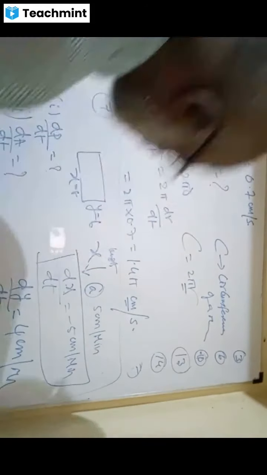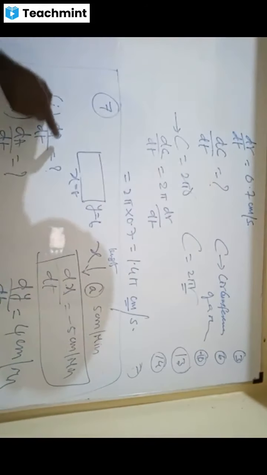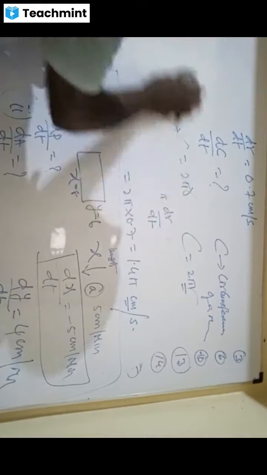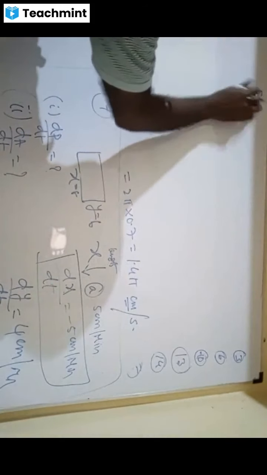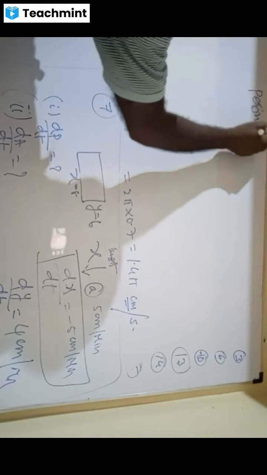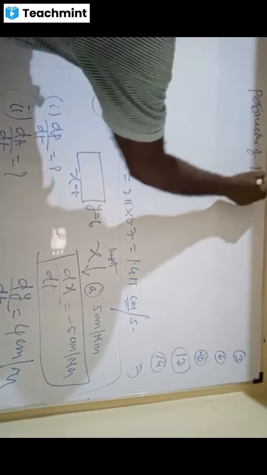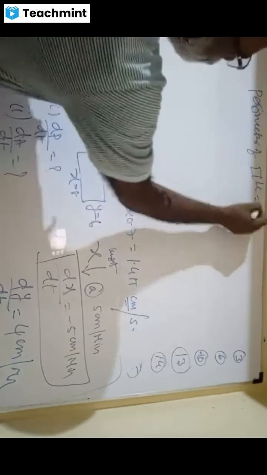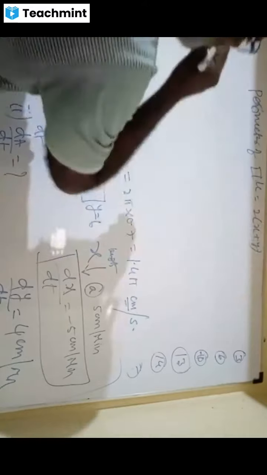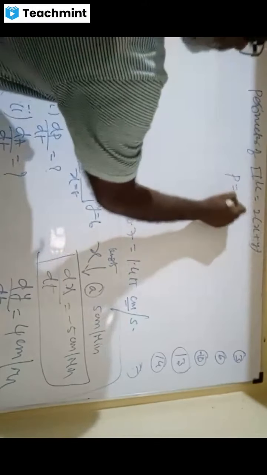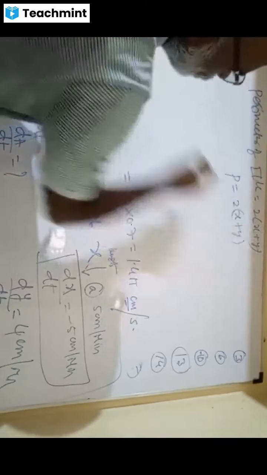Okay, friends. So there are two functions now. One is the perimeter. First you handle that. We are talking about a rectangle. Therefore, perimeter is our function. What is the perimeter of a rectangle? 2 into x plus y. So perimeter is nothing but 2 into x plus y.